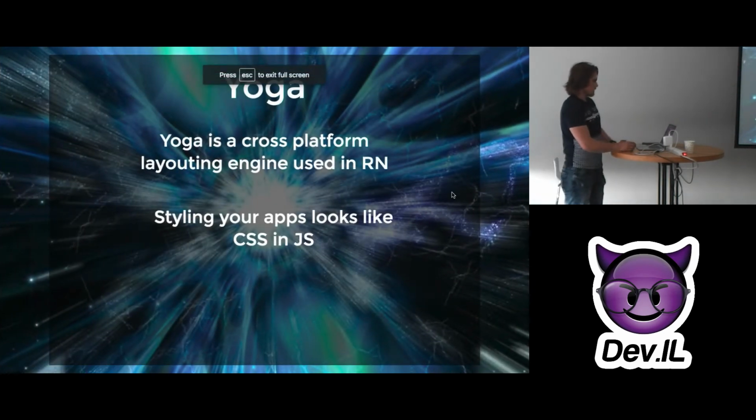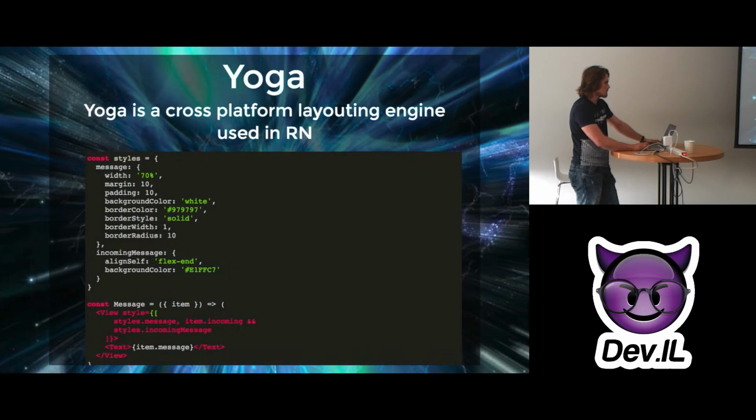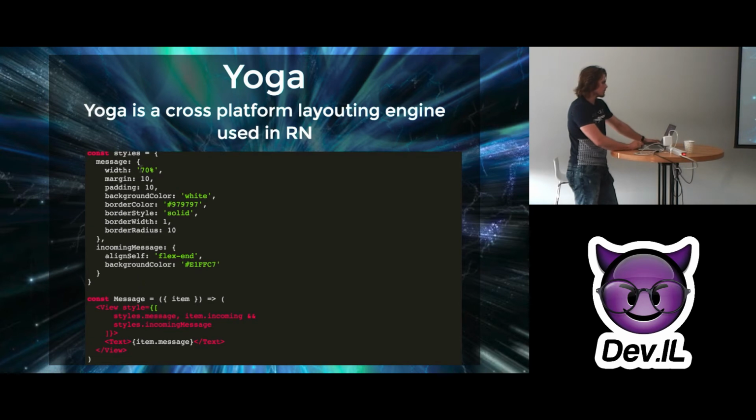So I told you about styling in CSS. So you have a thing called Yoga. It's not the actual yoga. It's a cross-platform layout engine used in React Native. It uses Flexbox and all the common properties you know from CSS. And if we take a brief look at how it looks, you have width and margins, paddings, background colors, and alignSelf, and everything that looks familiar from web development.